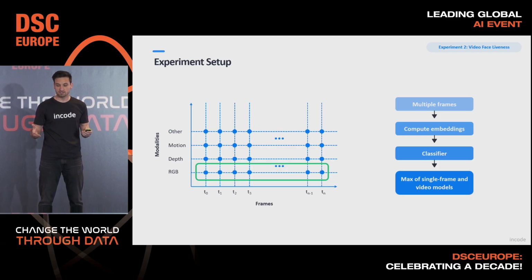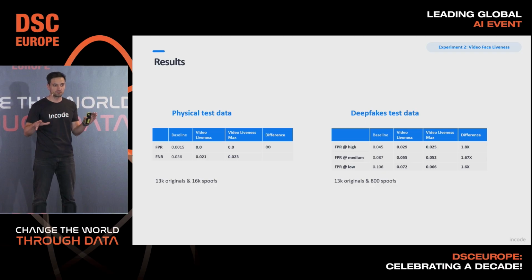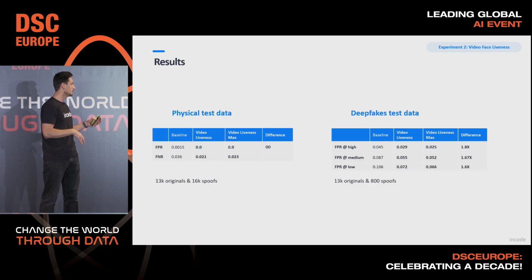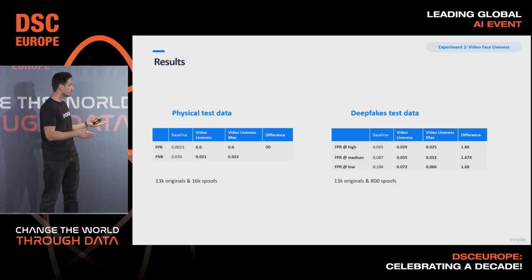So let's have a look at the results. On the left-hand side, we have results on the physical test dataset, which means physical attacks from the physical world. We see that errors became 0 on detecting spoof. So we basically detect all the spoof attacks, while the false negative rate, which is basically the false rejection rate, also became less. That means that we reject fewer normal users. So two things improved at the same time.